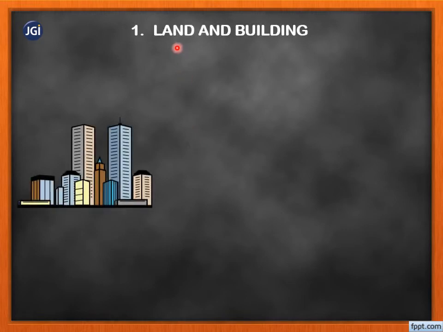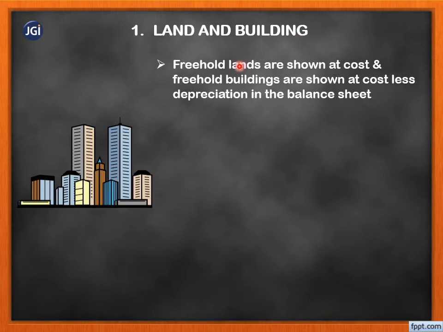The first item we have is land and building. We record land and building on the asset side of the balance sheet and it is a fixed asset. The auditor should see that the freehold lands are shown at cost, but the freehold buildings are shown at cost less depreciation. That is the original cost minus the depreciation.